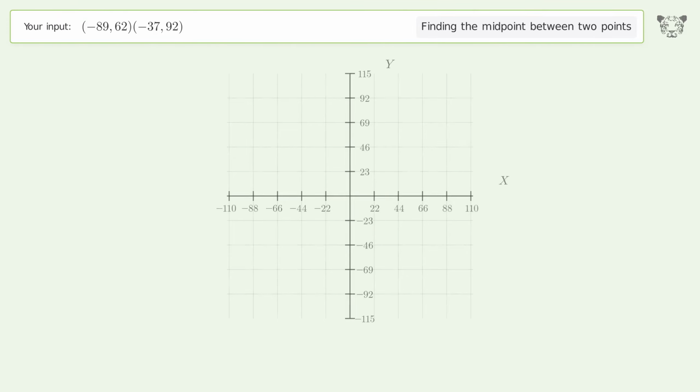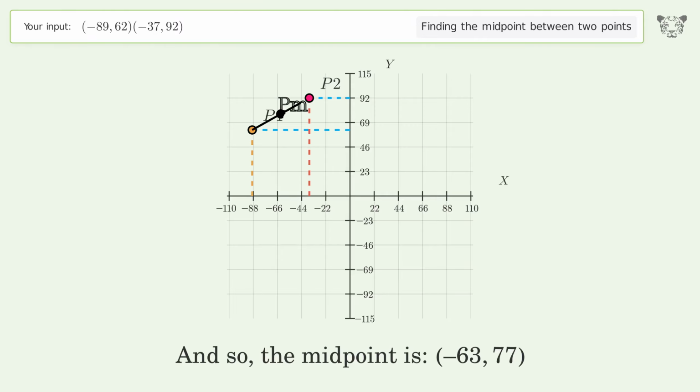And so, the midpoint is negative 63, 77.